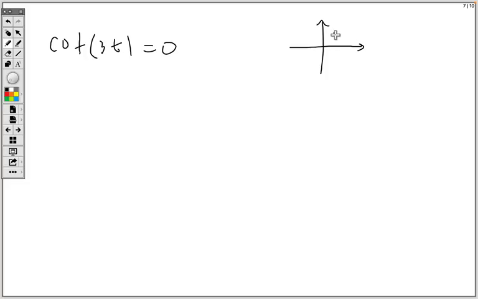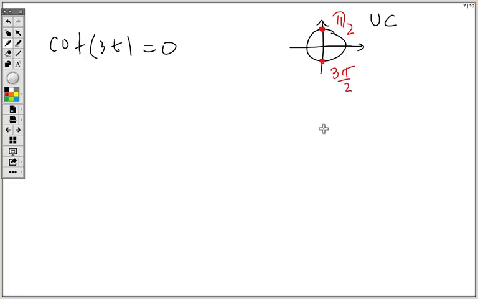Remember, on the unit circle, what's cotangent? A cotangent is the x-coordinate over the y-coordinate. So for cotangent to be 0, the x-coordinate has to be 0. That means it's here on the y-axis. That's at our pi over 2 and our 3 pi's over 2.